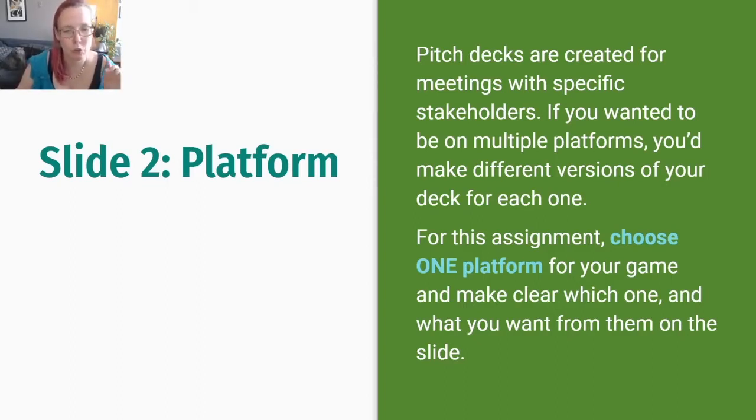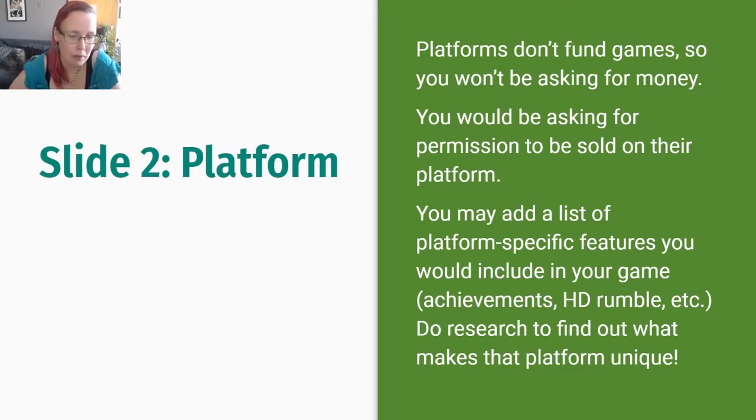So for this assignment, choose one platform for your game that you intend for it to be on and make clear which one. And make clear what you want from them on the slide. So you're going to be saying this pitch deck, it'll say for Nintendo Switch, for consideration to be a developer on the platform or to produce this game for your platform, something like that. As a side note, platforms don't generally fund games almost ever. So you are not going to be asking for money. That's not your ask in this case. Your ask is permission to be sold on the platform.